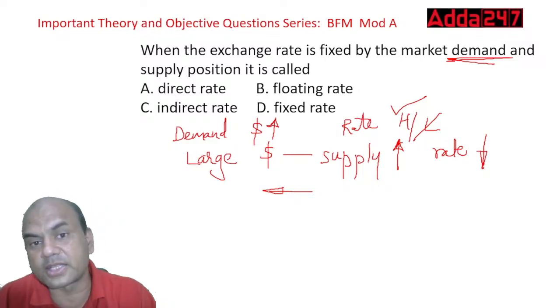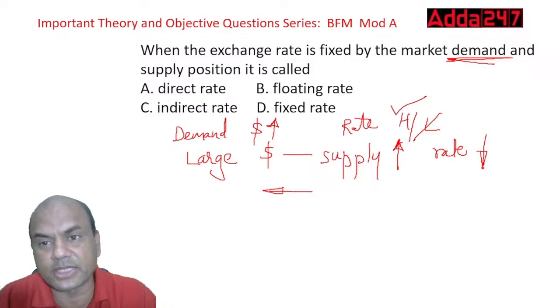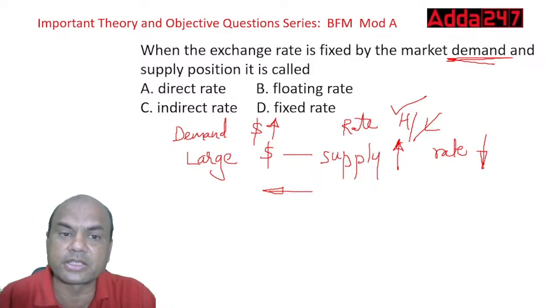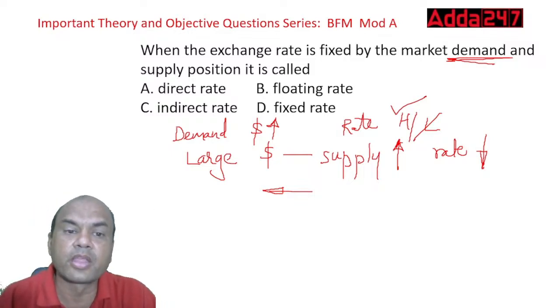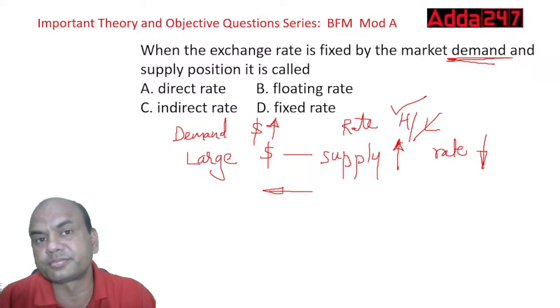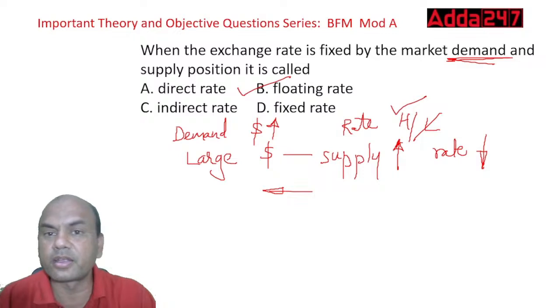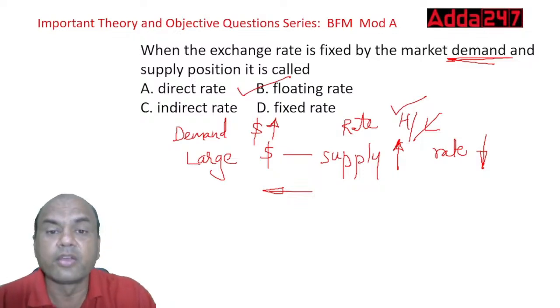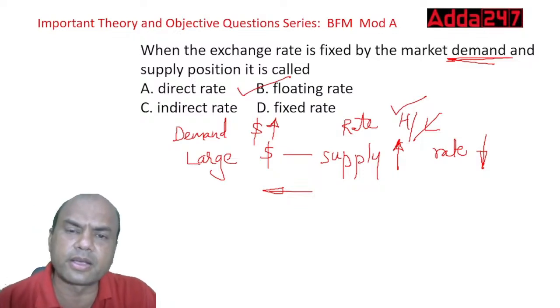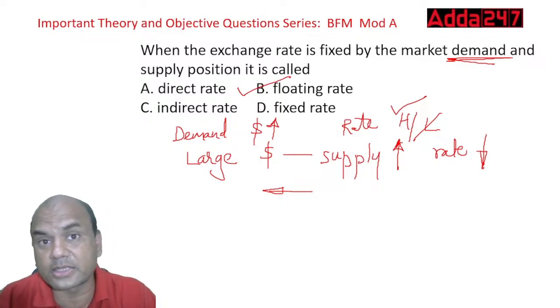So what is this called actually? Whenever it's decided by this demand and supply position, it is called what? Direct, floating, indirect or fixed rate? It is called floating rate. Correct? Remember, fixed and floating are the two main rates. What is this direct and indirect? Direct and indirect rates are also there.